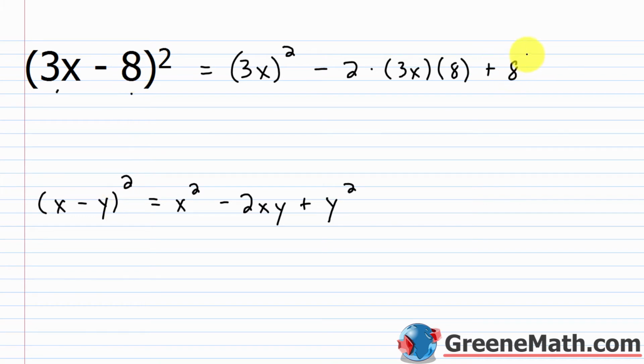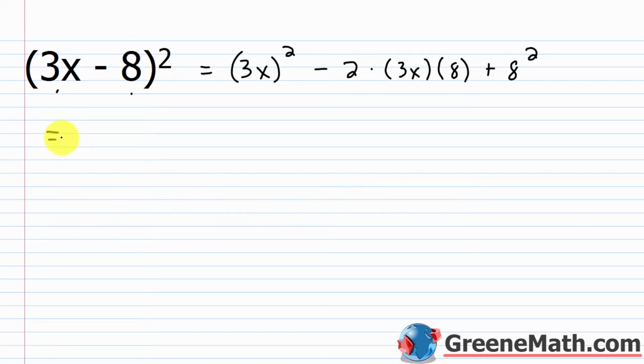So 8 squared. And this may take you a few times to kind of get it down, what represents what, but x in this case is the first term, so that's representing 3x here, the first term. Y represents the second term. Here that represents 8 because 8 is the second term. Okay? So once we've set that up, let me erase this. We don't need this anymore.